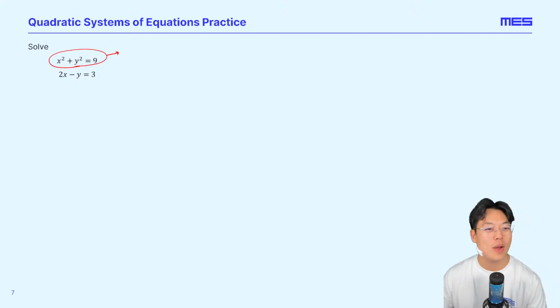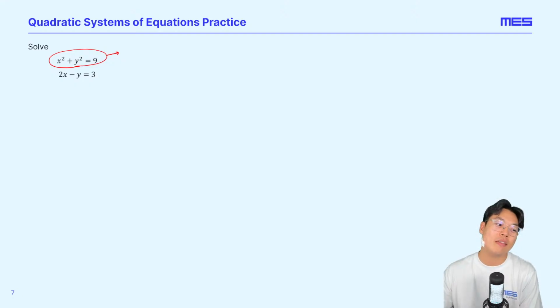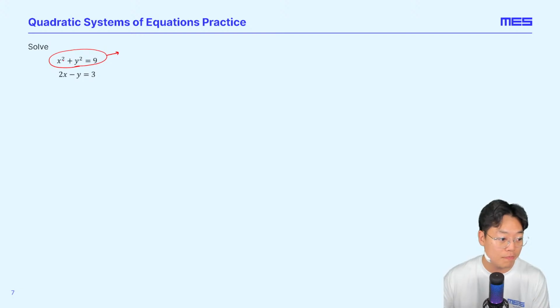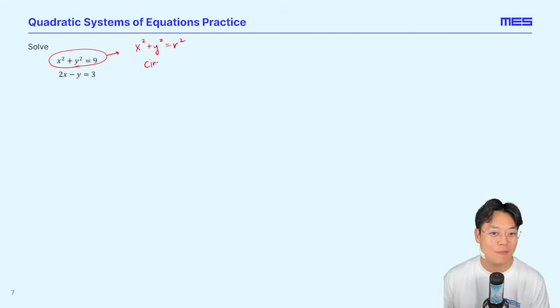X squared plus y squared. That kind of looks like the Pythagorean theorem. A u? Okay, I understand that because we have that x squared there. But x squared plus y squared equal to r squared, I know this might look like the Pythagorean theorem to all of you, but that's exactly how we create an equation of a circle. So this is a circle with radius 3, because 9 is 3 squared.